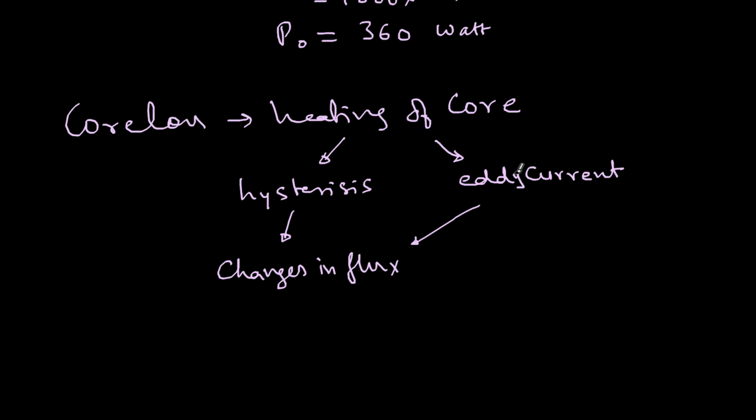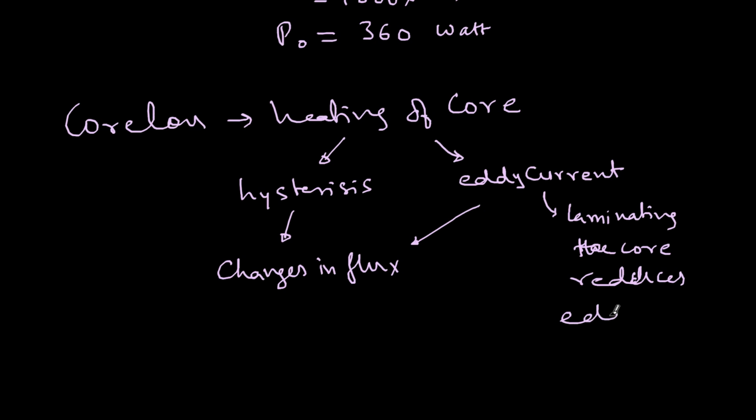And by the way, I forgot to mention how to reduce the eddy current losses. Eddy current losses can be reduced by laminating the core. What is the meaning of laminating the core? Instead of having one entire block of core like this, you have different stampings, and you stack each stamping on the other. Between the stampings there is electrical isolation. That will increase the resistance and reduce the eddy currents, thereby reducing the losses.